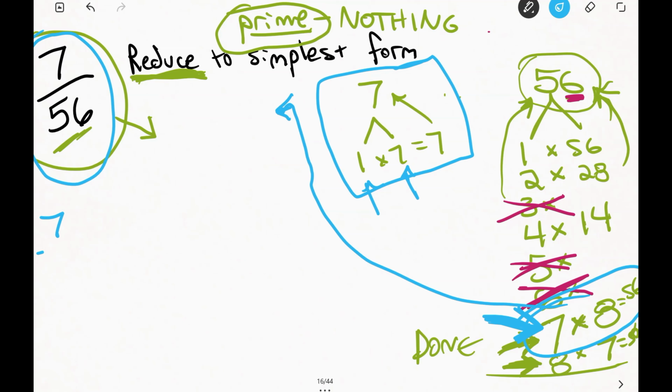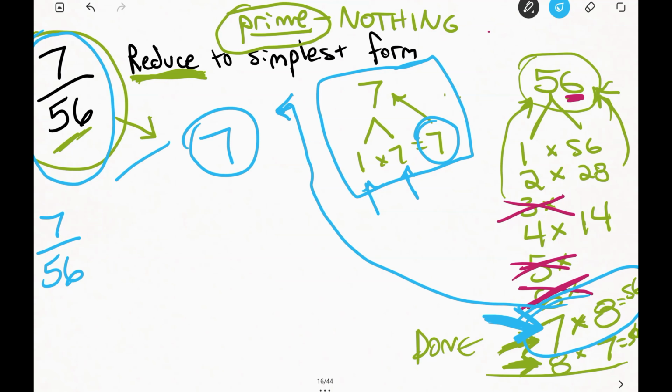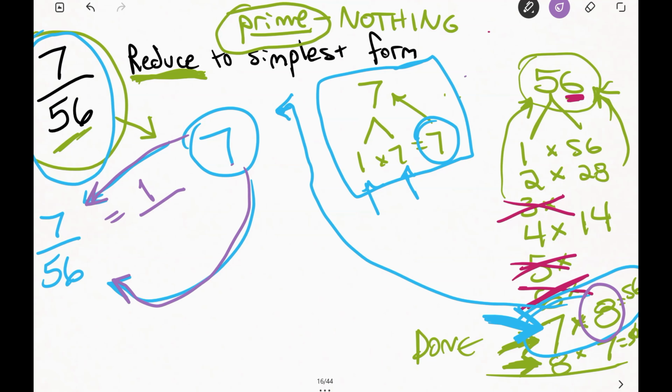So if you want to reduce 7 over 56, we know that 7 is going to be our factor that matches both of these. 7 can go into 7, and 7 can go into 56. So how many times can 7 go into 7? Just 1. And how many times can 7 go into 56? Well, remember back here, our factoring chart? That's 8.